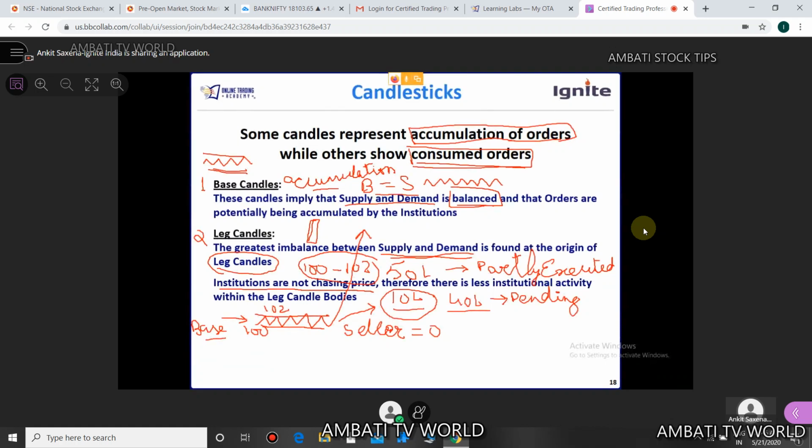Okay, now let's go to an example and understand this on the example. Now, just one more thing. Institutions are not chasing price. What does this mean? Why institutions don't chase price? There is a logic behind it.